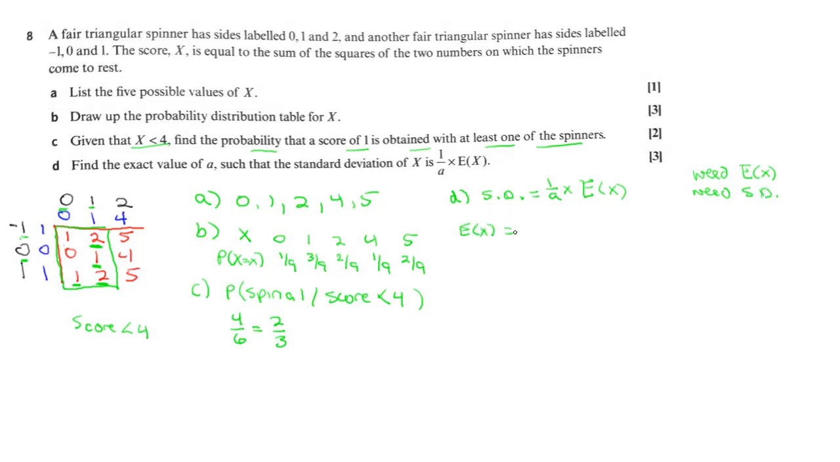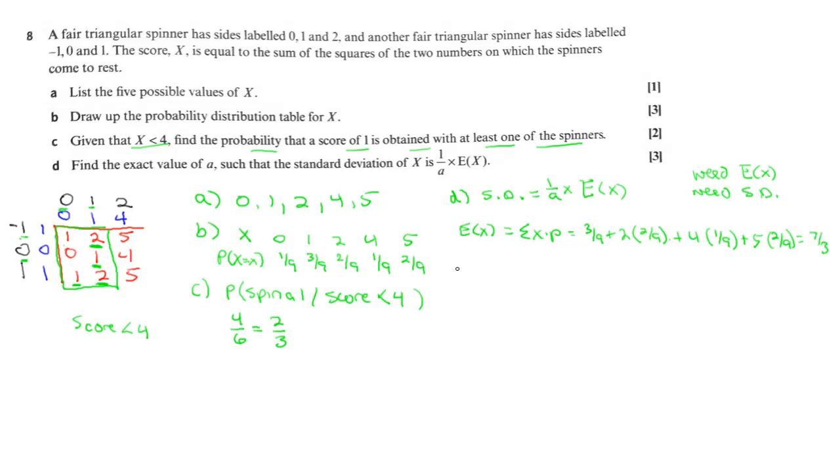We can use our probability distribution table, and now what we're going to do is sum up our x's times our p's. And that's going to be 3/9 plus 2 times 2/9 plus 4 times 1/9 plus 5 times 2/9. And then when I add those all up, I'm going to get the expected value is going to be 7/3.